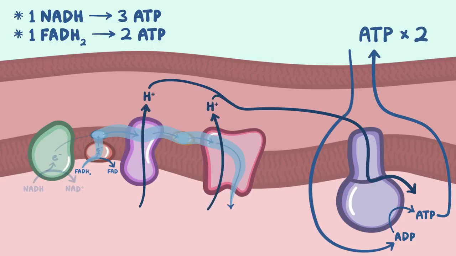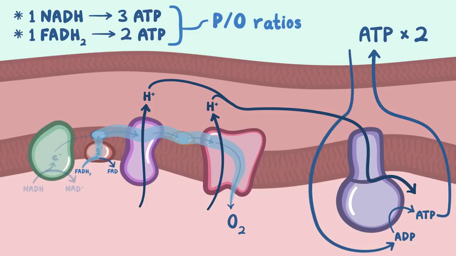Since both NADH and FADH2 require an oxygen molecule to ultimately accept their electrons, these values are called the phosphate to oxygen ratio, or PO ratio, which is the ratio of ATP produced per oxygen consumed for each molecule. But these are just approximate ratios.